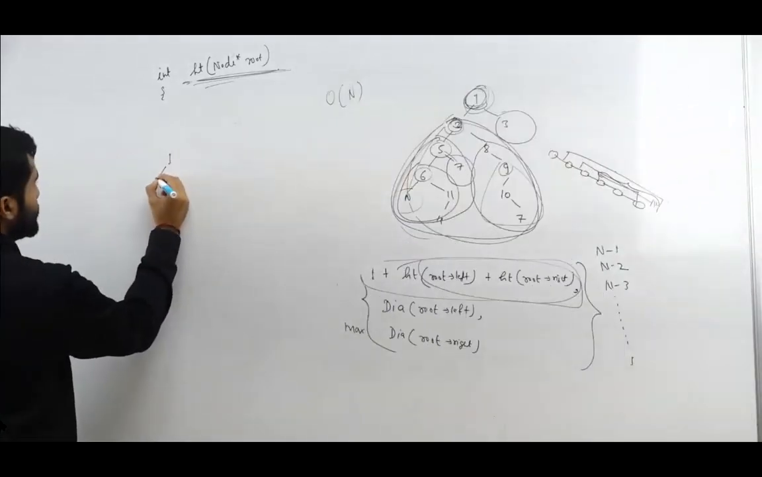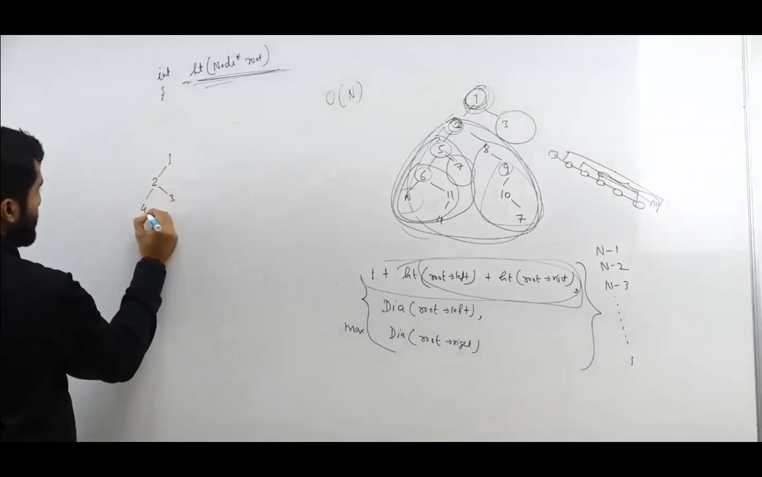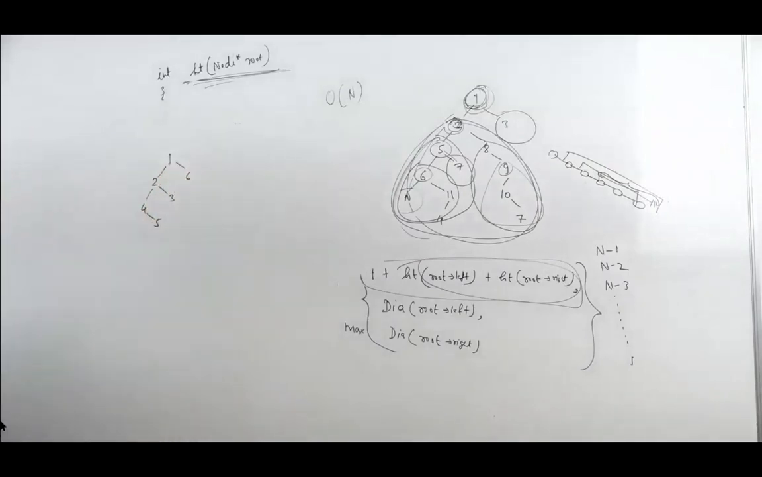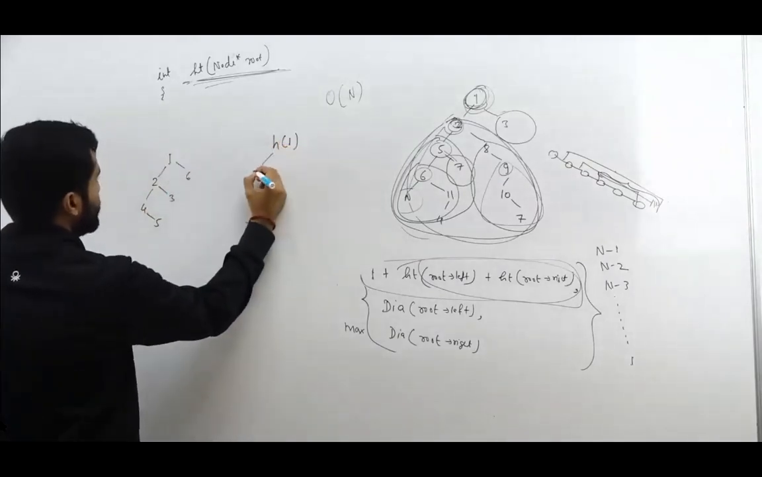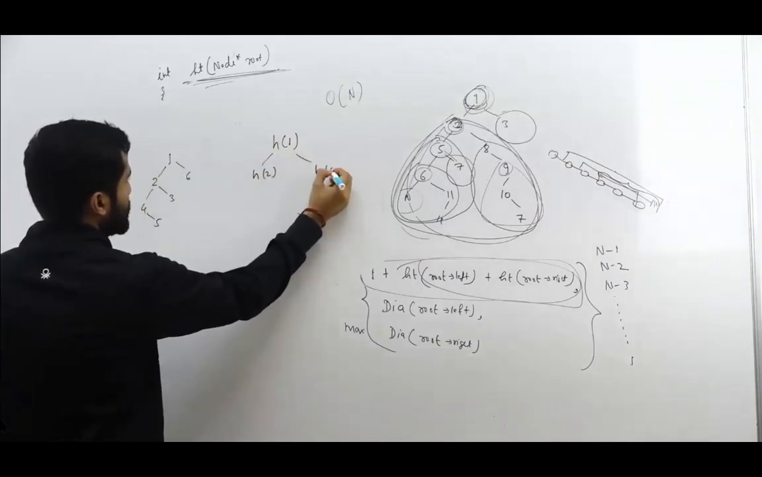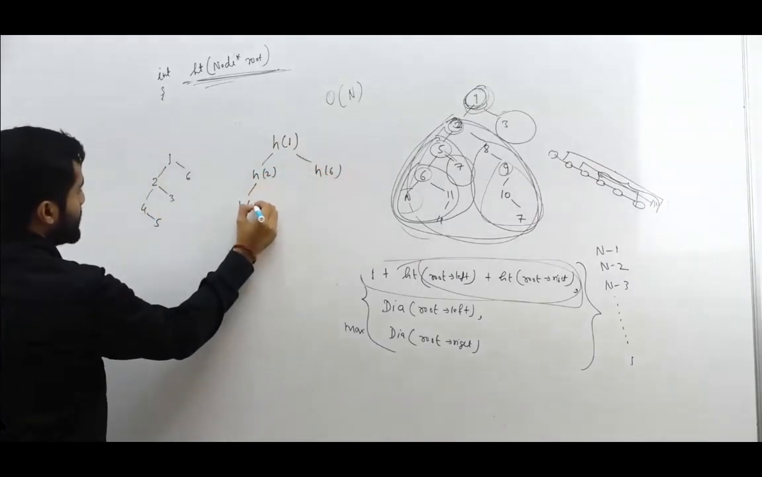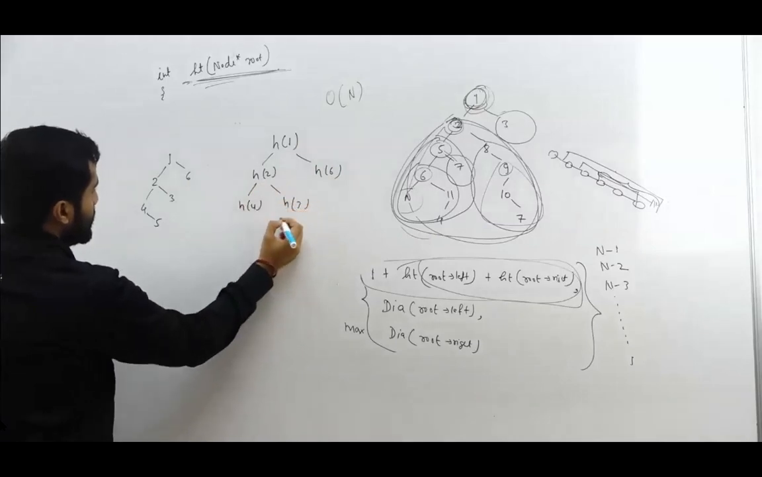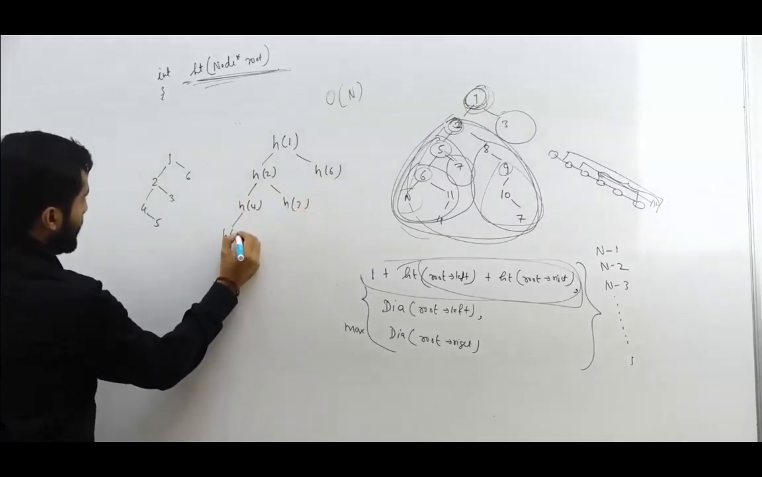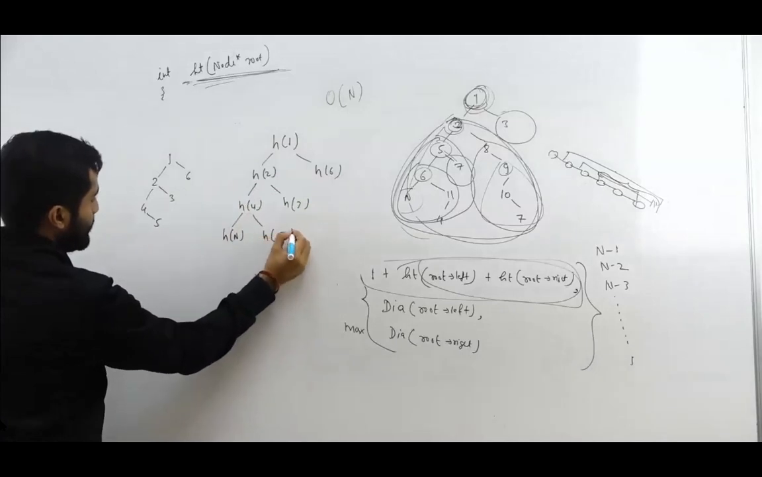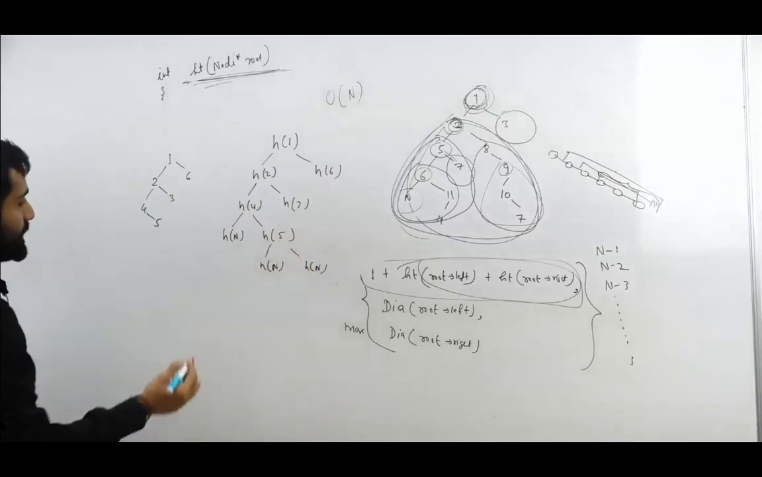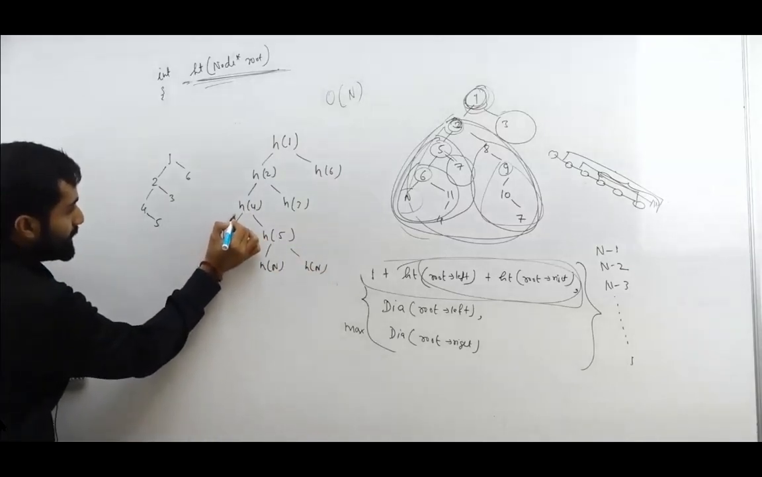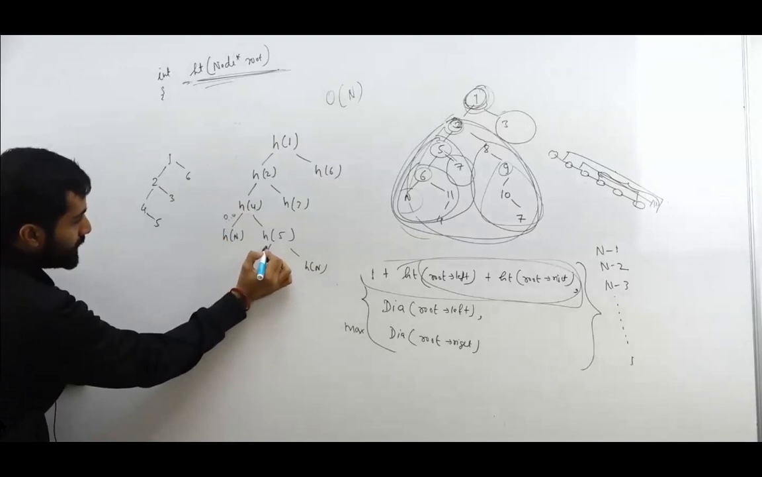Let's say you have something like this. Now, you know how it works. If you call the height function on 1, it will call the height function on 2, and then on 6. Again, from 2, you will call the height function on 4 and on 3. From here, you will call the height function on null and on 5. And from here again, height function on null, height function on null. Now you see what happens. From null, you anyways return 0.